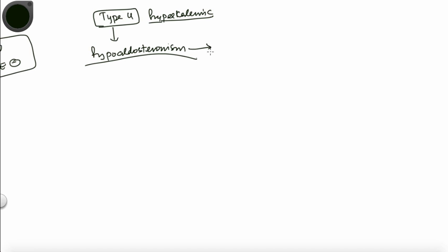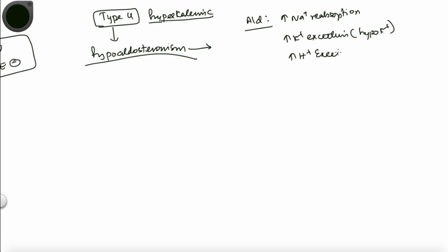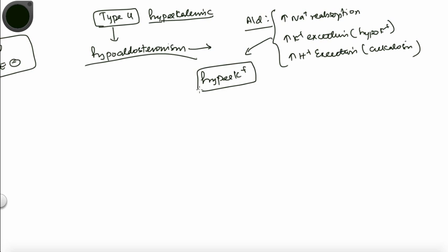As I told you, the functions of aldosterone are increased sodium reabsorption, followed by increased potassium excretion, thereby causing hypokalemia, and also increased hydrogen ion excretion, producing metabolic alkalosis. So these are the effects of aldosterone, and in hypoaldosteronism you get the reverse of all these three, the most conspicuous being hyperkalemia. So that is the most important thing. This hyperkalemia is the most important feature of type 4 RTA.